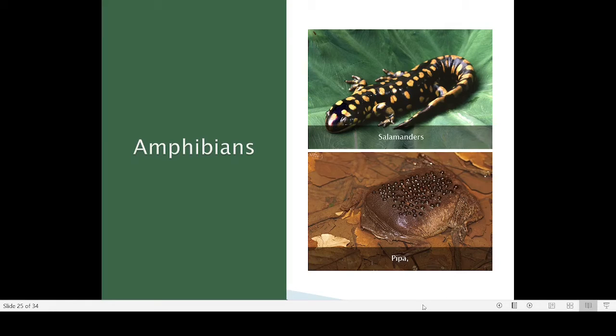Then sometimes the salamanders also produce one kind of poison. That poison is known by the name tetrodotoxin. Tetrodotoxin, that is a special kind of poison.